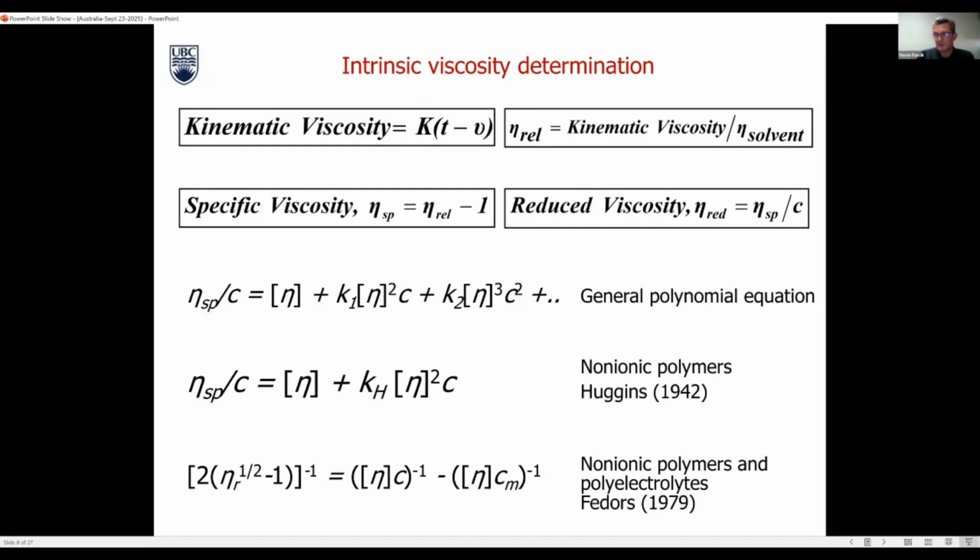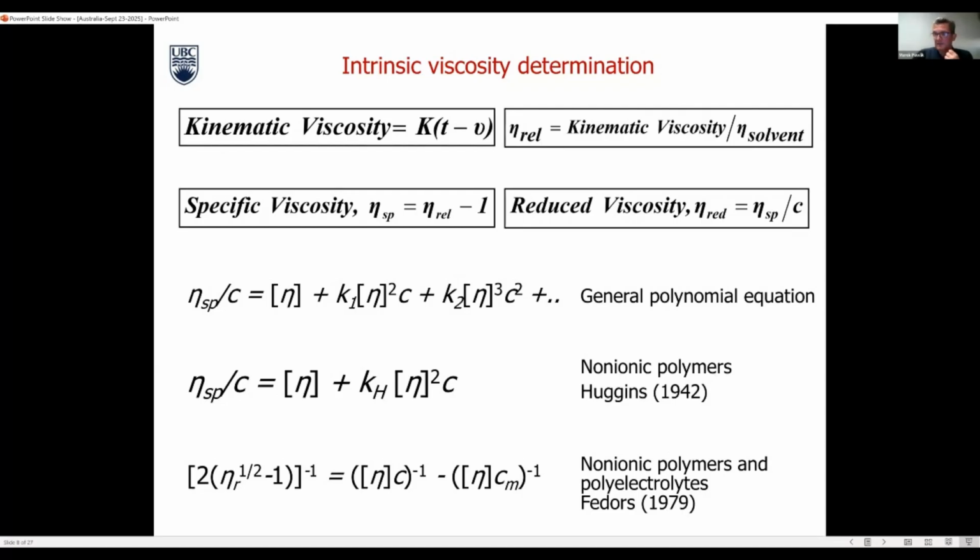And once you have those raw results, you can then start calculating all sorts of other types of viscosity, starting with relative viscosity, which is the kinematic viscosity divided by the viscosity of the solvent. Then we have specific viscosity, which is relative viscosity minus 1. And finally, we have reduced viscosity, which introduces concentration into the data. So it's specific viscosity divided by the concentration.